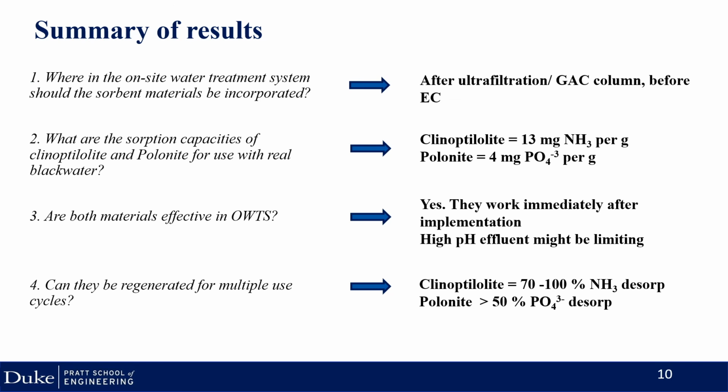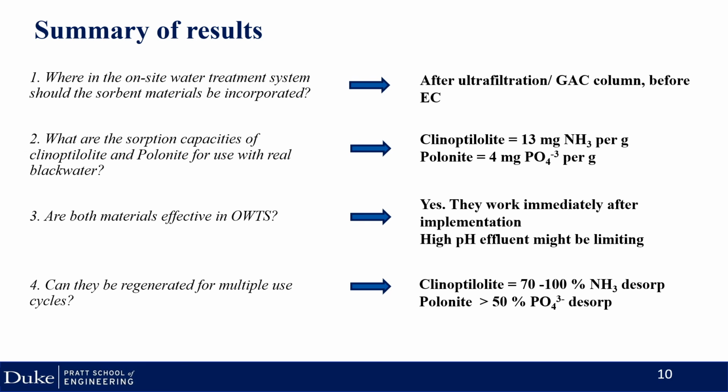In this study, we were able to answer the following questions. Where in the system should the sorbent materials be incorporated? After the GAC column and before the electrochemical cell. What are the sorption capacities of clinoptilolite and polonite for use with real black water? Clinoptilolite 13 mg of ammonia per gram and polonite 4 mg of phosphate per gram.